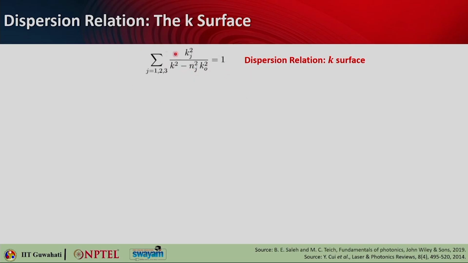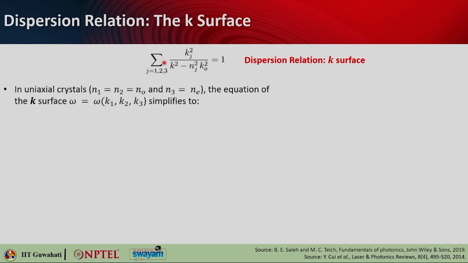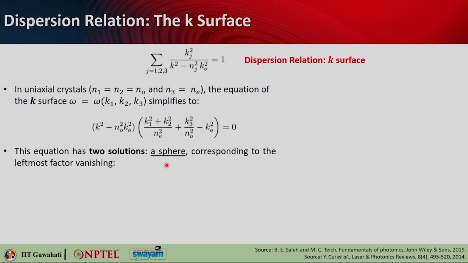So, that is the equation of the dispersion relation or the k surface. In the case of uniaxial crystals, you have N1 equals N2, which are basically the ordinary one, NO, and N3 is NE, and in that case the equation of the k surface looks like omega equals omega. Now, this is basically a function of k, so k1, k2, k3, and you can write this equation in this form.